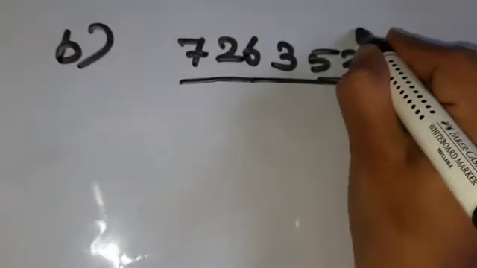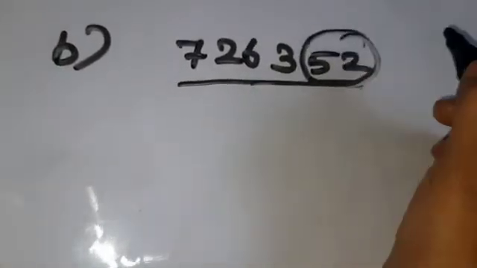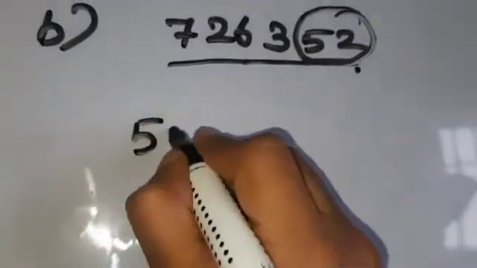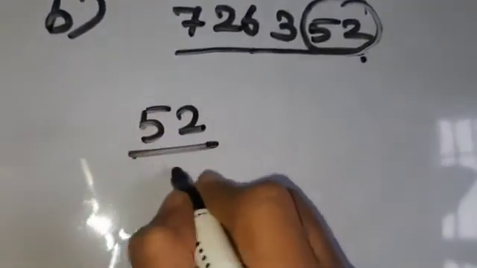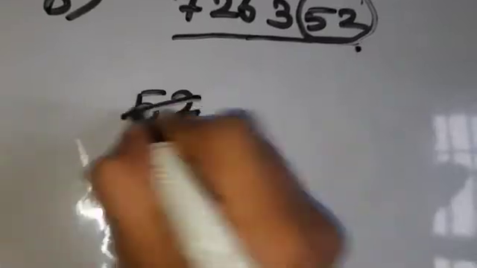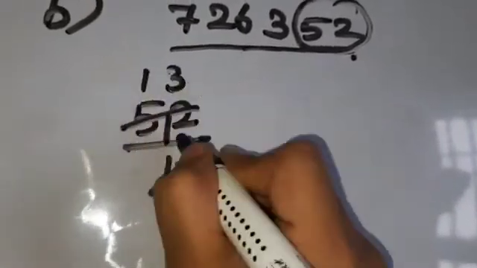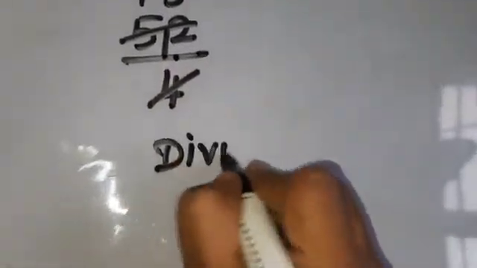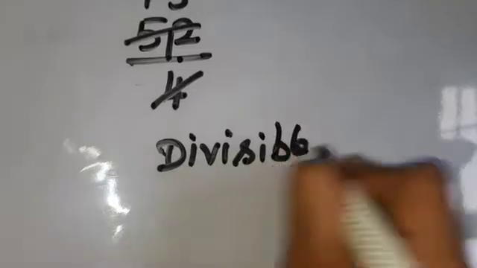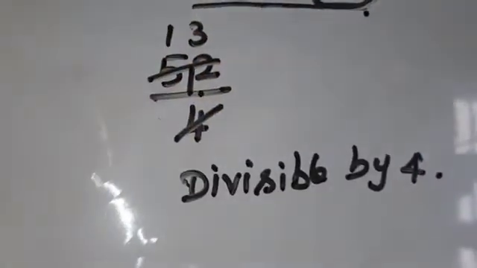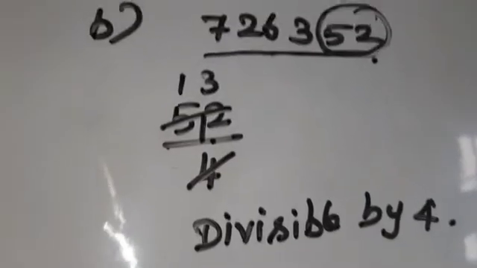7,26,352. What we have to do for divisibility test of 4, we have to take the last 2 numbers and check whether it is a multiple of 4. So let us check now. 4 ones are 4, 1 is remaining, 4 threes are 12. So the given number is divisible by 4.